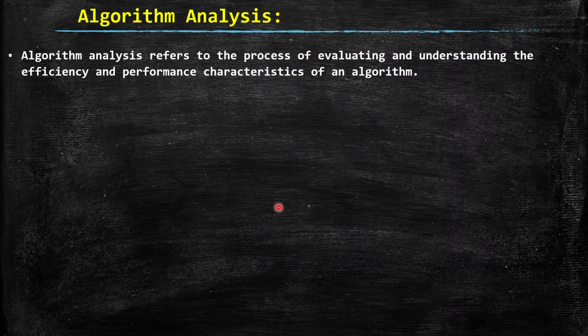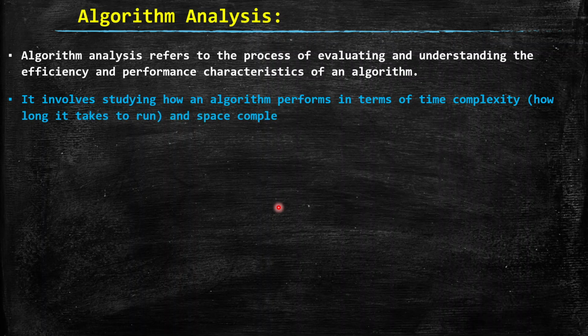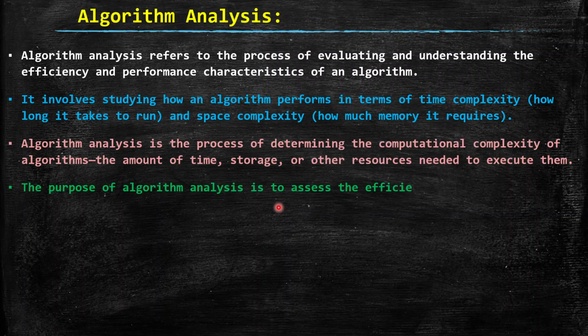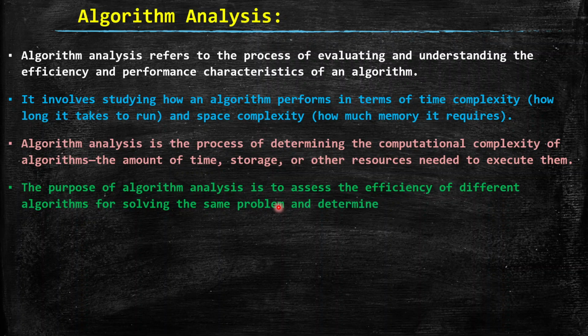What are the behaviors or characteristics of that algorithm in the case of n input, meaning a large amount of data? It involves studying how an algorithm performs in terms of complexity. There are different types of complexity, like time complexity and space complexity. Time complexity means how long it takes to run, and space complexity means how much memory it requires to execute. On this basis we are going to analyze algorithms.